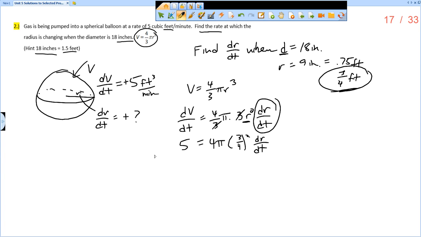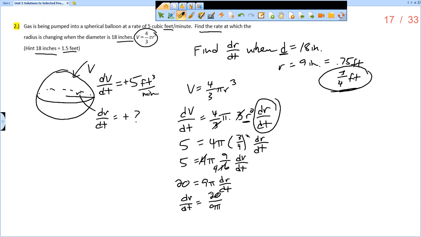And so now I want to solve for dr/dt. I can simplify a little bit before I do that. I've got 4 pi times 3/4 squared, so that would be 9/16. Of course, the 4 and the 16 reduce, and so I'm left with 9/4 pi times dr/dt. And so now I want to multiply by 4, and I'm going to get 20 equals 9 pi times dr/dt, and then I'm going to divide by 9 pi. So dr/dt is equal to 20 divided by 9 pi.